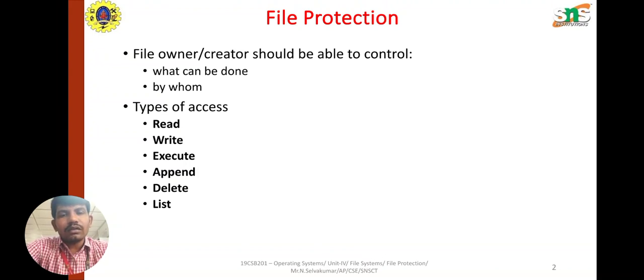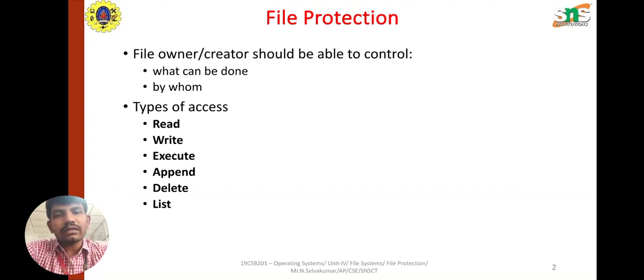Before, I said that if a drive link is shared with anyone, it is not secure. So the link should be sent to the respective persons, who access it through their mail only. What types of access are available in file protection? We have read, write, execute, append, delete, and list. These are the types of access in a file protection method.